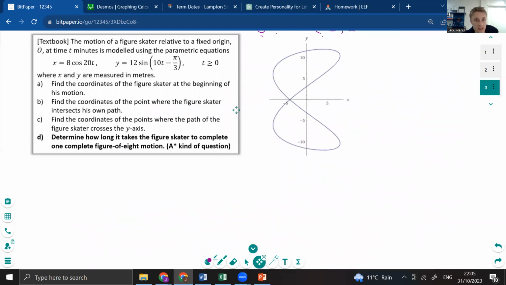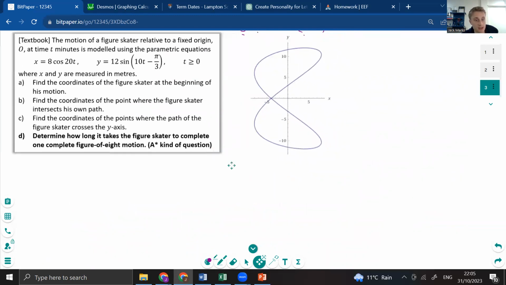Speaking of which, I think we're going to have a go at this one here. So just a word of warning, this is not the nicest question in the world. So this one's a little bit tricky. The motion of a figure skater, so that's like somebody skating on ice, relative to a fixed origin, at time t minutes is modeled by these equations. T is allowed to be anything 0 or more, so it's just going to go on forever.